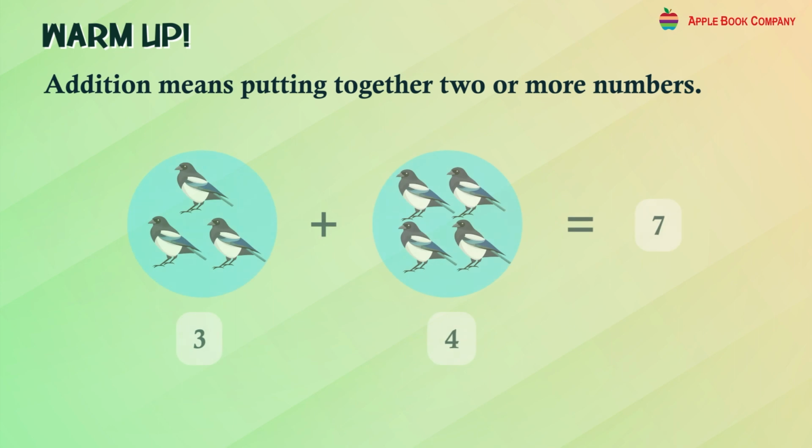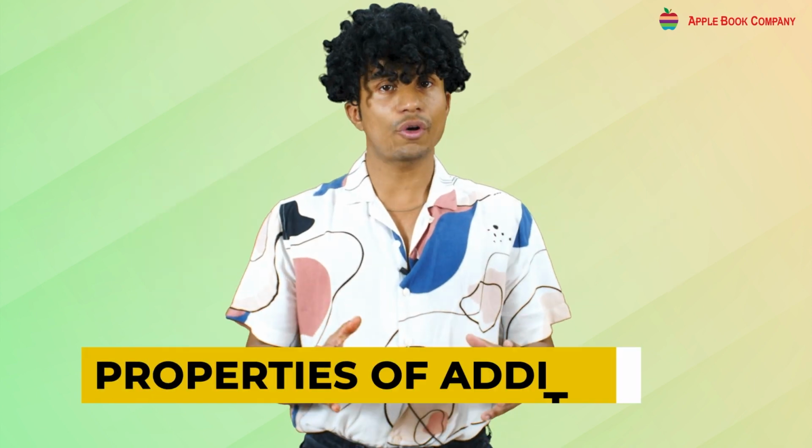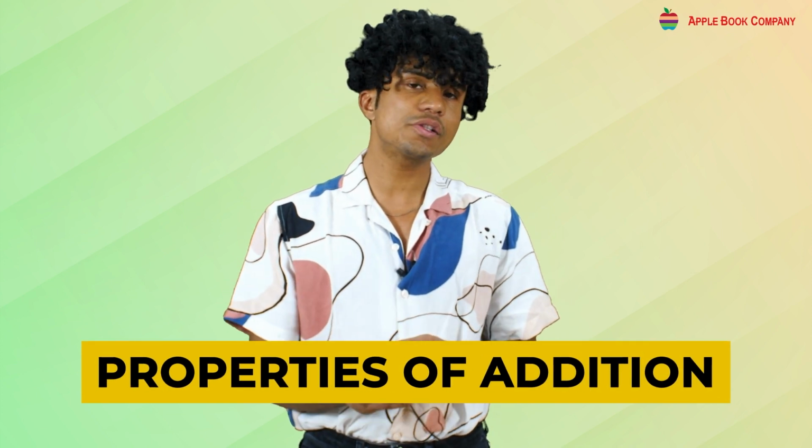What does addition mean? Addition means the sum of two numbers. The numbers that we add are called addends, and the total of both of these numbers is called the sum. Now, the sum is always greater than the addends, except when one of the addends is 0. Properties of addition. Let us look at this with some examples.